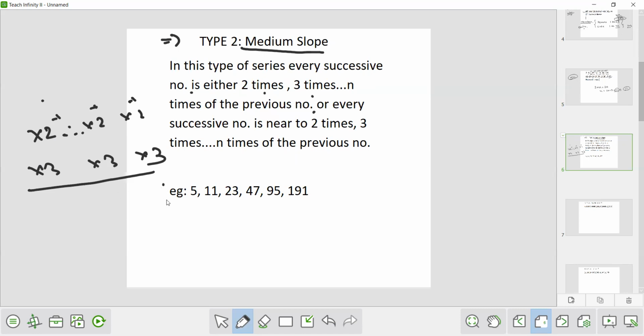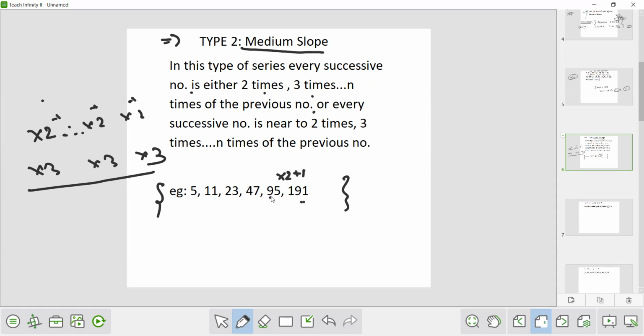So let's understand it by an example. Here we see that the series is 5, 11, 23, 47, 95 and 191. So again our approach is we focus on the greater number. Greater number is 191 and just before that the number is 95. So 191 is how many times of 95? It seems to be 2 times. 95 into 2, so we write here into 2. 95 into 2 means 190 and we add 1 over here.